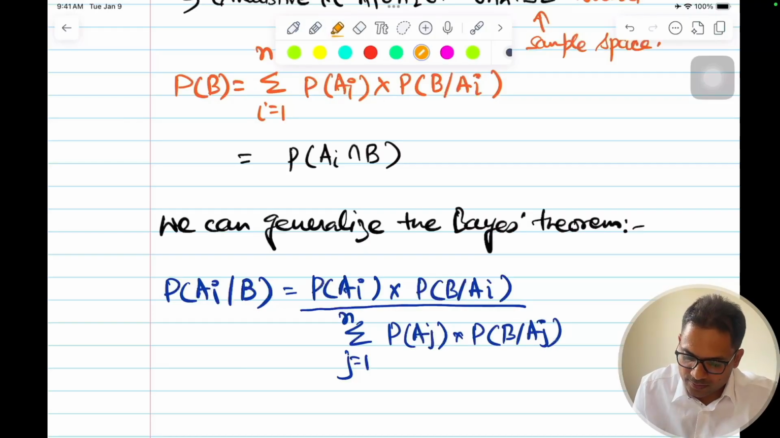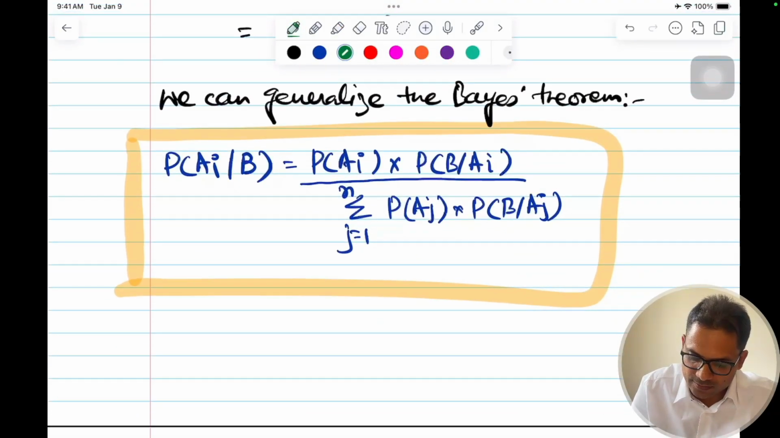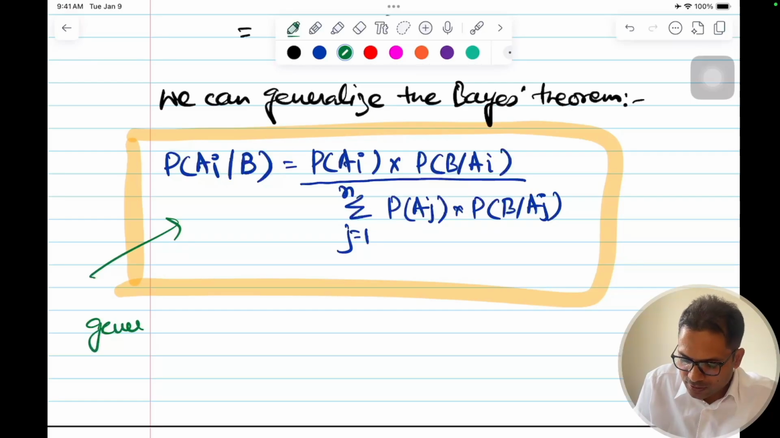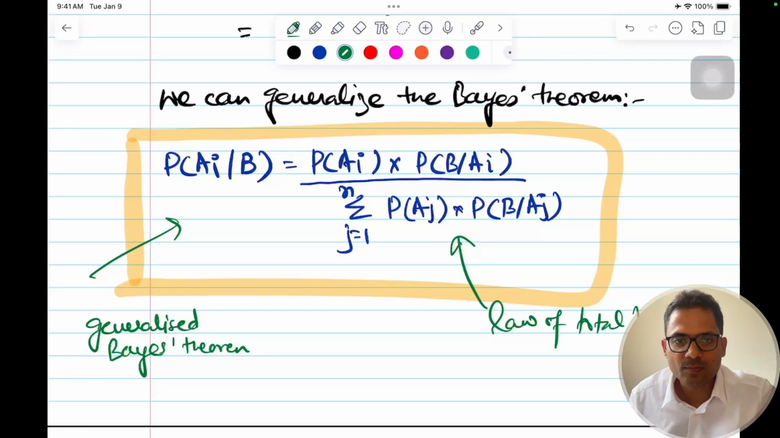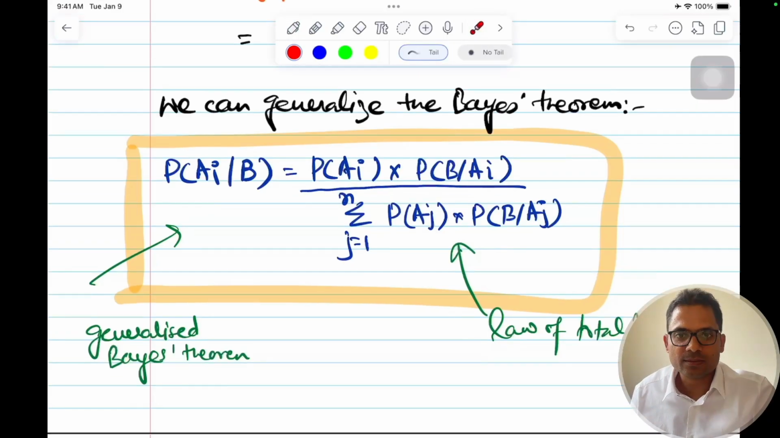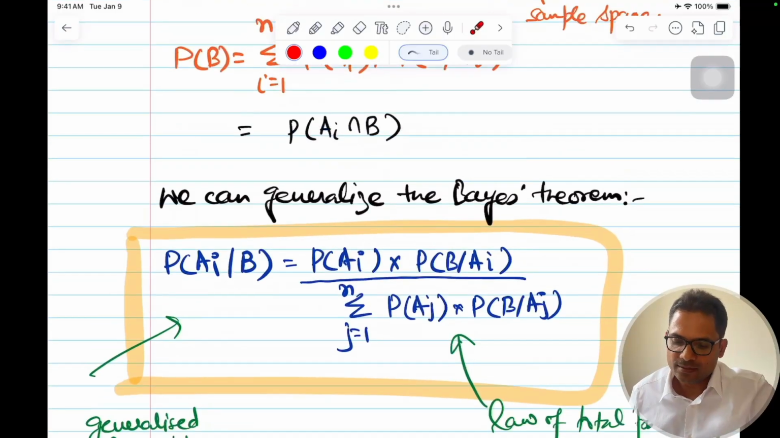So this is the generalized Bayes theorem, and this is our law of total probability. Okay, so with this, I hope this is clear. We have just extended the theory.